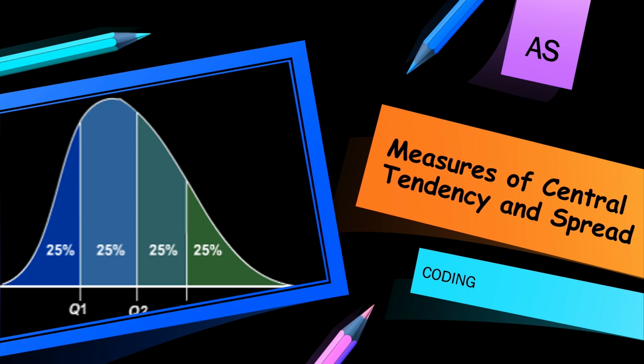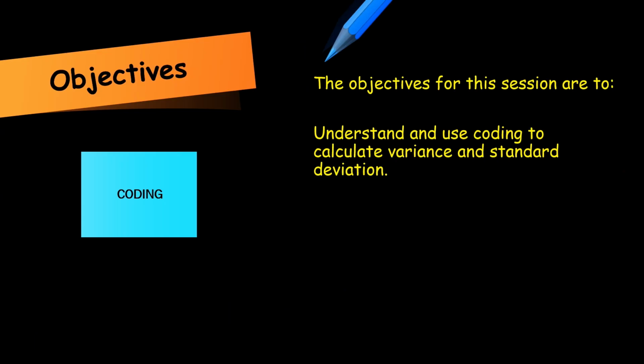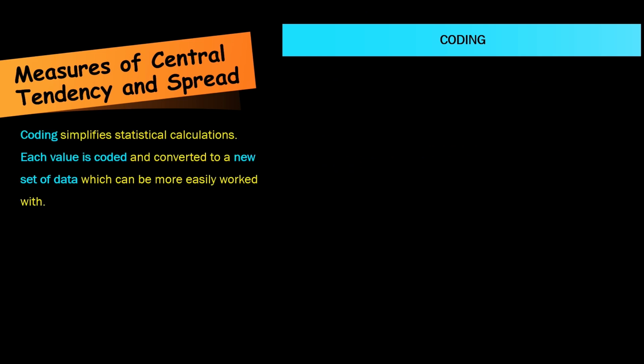Welcome to the session on measures of central tendency and spread, coding. The objectives for this session are to understand and use coding to calculate variance and standard deviation. The objective of coding is to simplify statistical calculations.